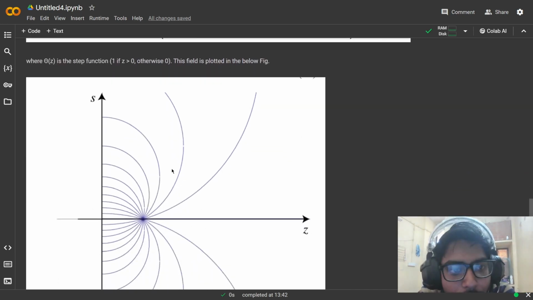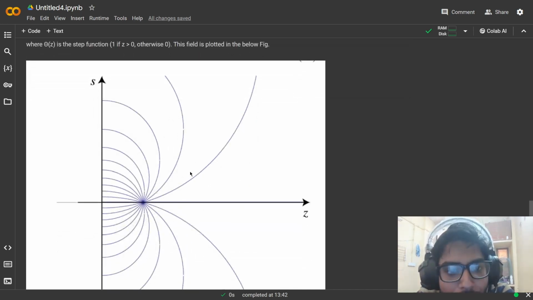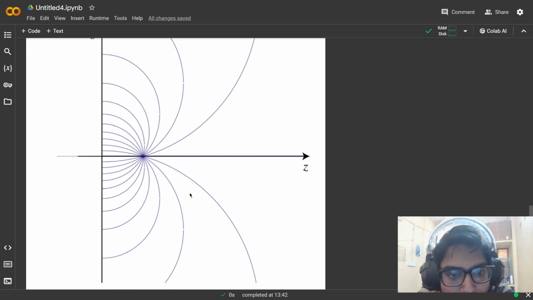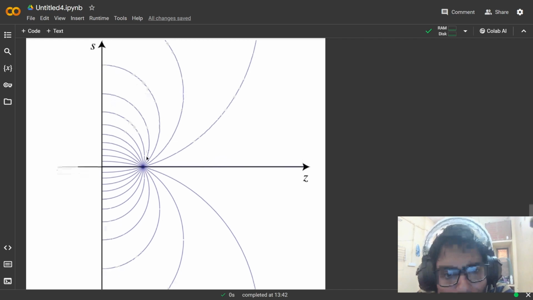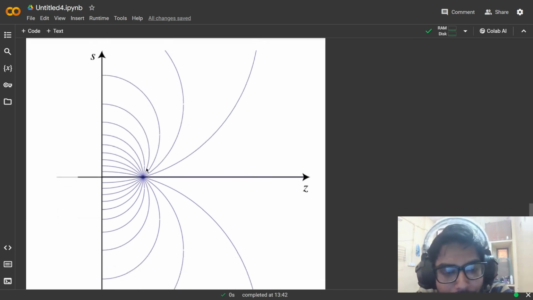And so from this equation of the electric field, we find that the field lines look like this. It's kind of circles centered at the origin on the x-axis, and the source is at point B, meaning there is a charge at point B, so it is emitting an electric field, and the electric field looks like this.